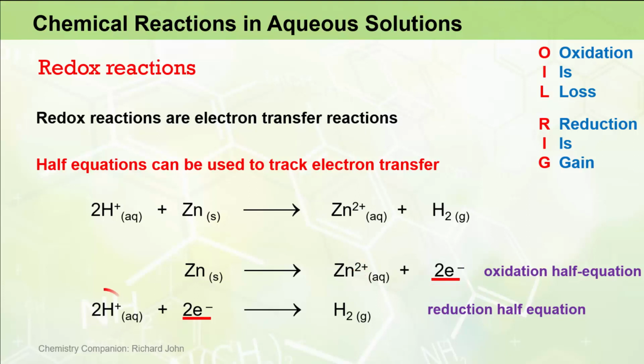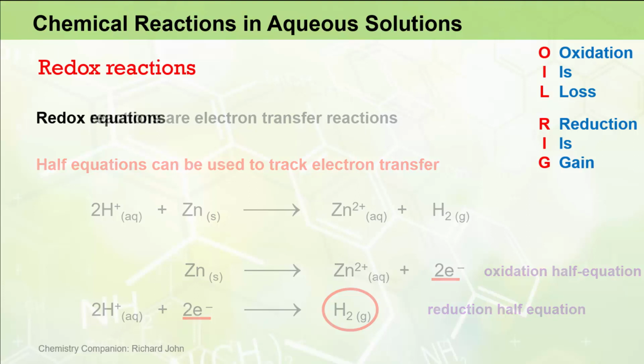For the reduction half equation, we see that we have 2 hydrogens on the left-hand side and 2 hydrogens on the right-hand side, so it is mass balanced. And we also see a net 0 charge in total on the left-hand side being matched by the 0 charge on the elemental hydrogen molecule.